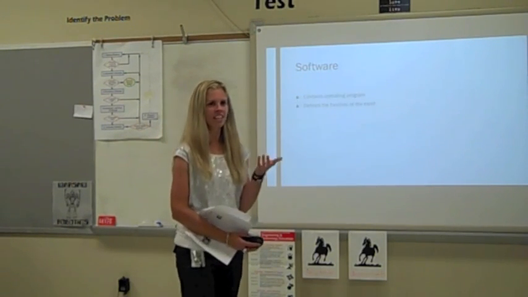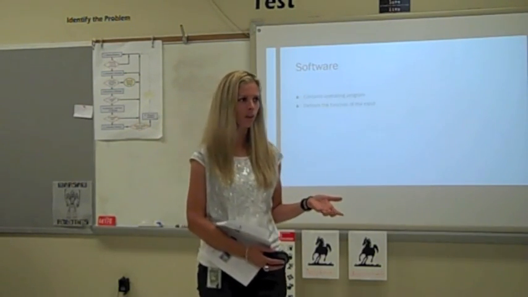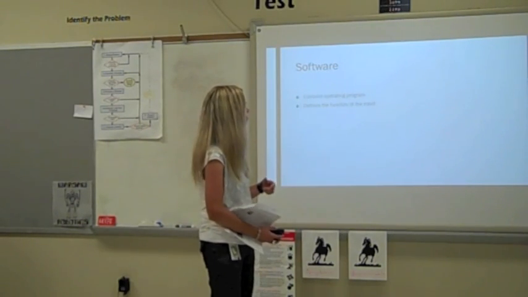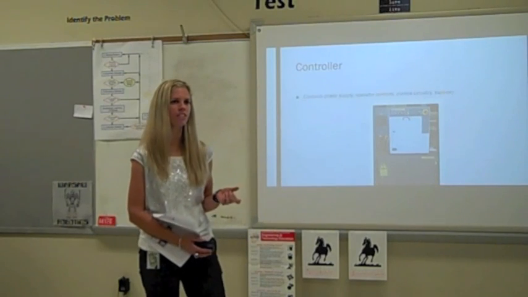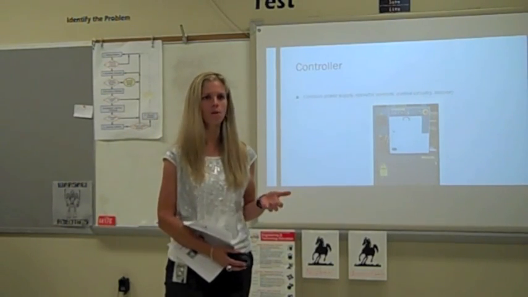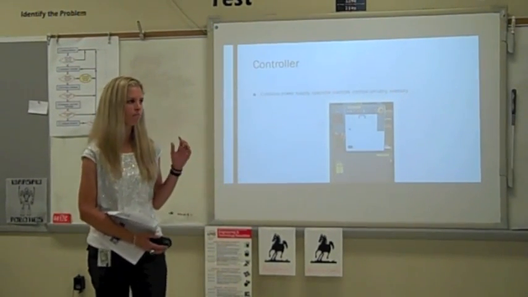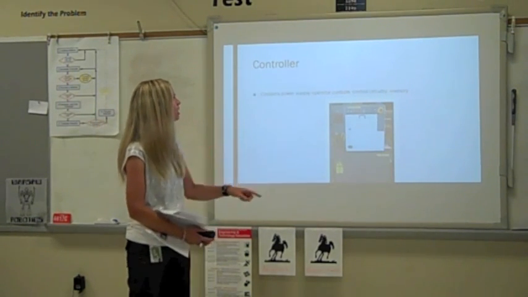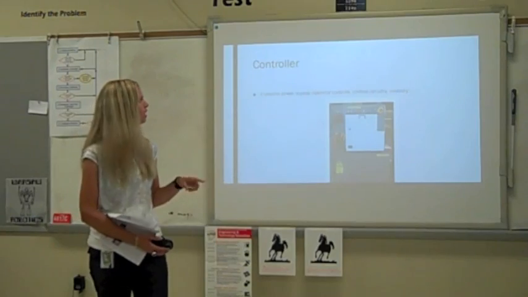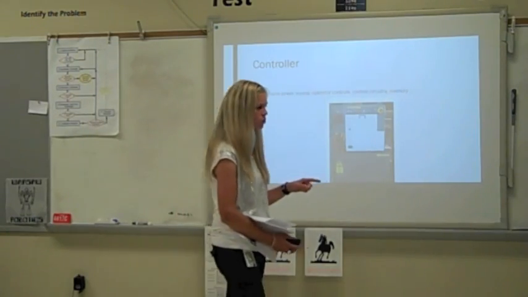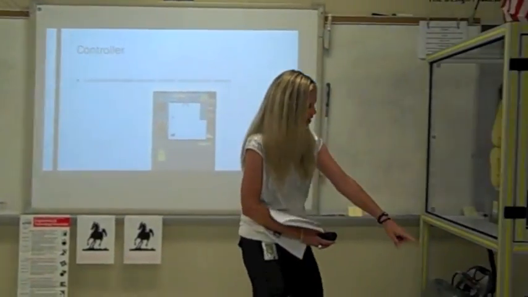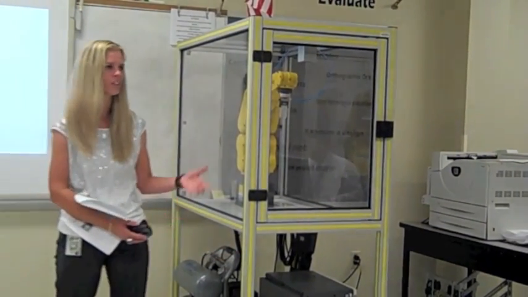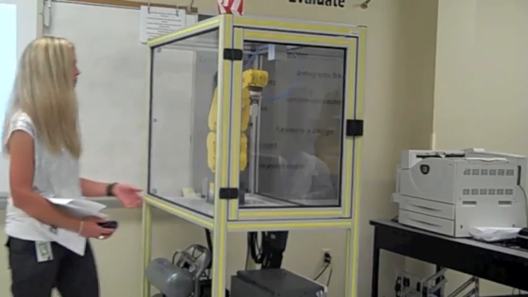Software, that's again how we communicate with the robot from the teach pendant. The controller itself, this is how we actually put our program into the robot for it to understand. And this also contains the power supply, operator controls, control circuitry and memory. And this is actually located down here on this one. Different robots have different sizes of controllers.